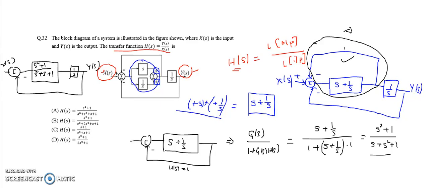Okay, so here both these blocks are in series, so series blocks can be multiplied with each other, and if the blocks are in parallel, arithmetic addition takes place. So since both these blocks are in series, I can multiply both of them, and the simplified block diagram I'm showing here.